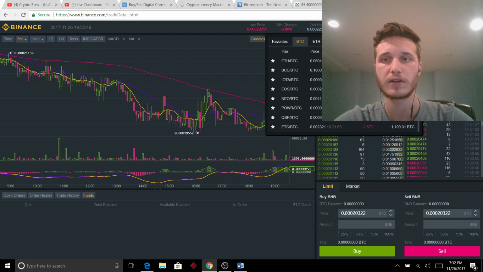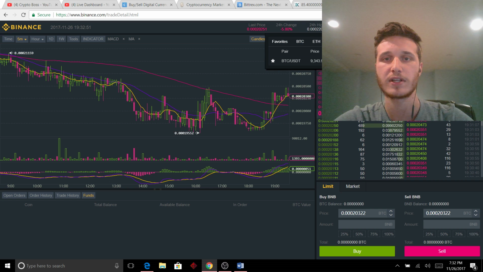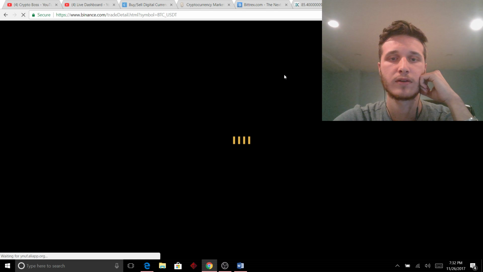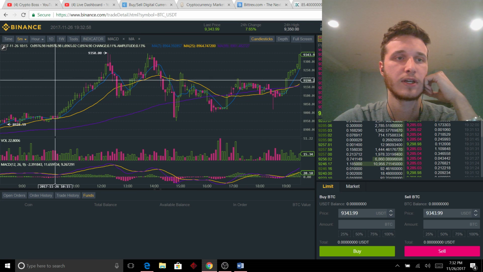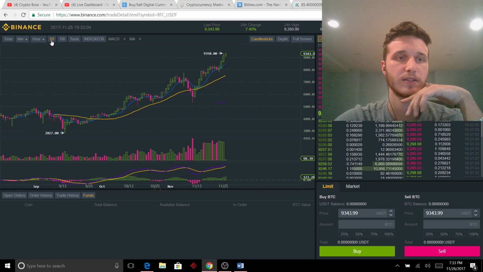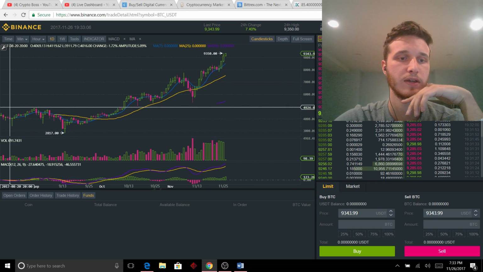So if you wanted to look at Bitcoin, you'd have to go to US dollars. Bitcoin, you can see the graph. And then you can sort it by 1 day per ticker. So right now each ticker is 5 minutes. Now each ticker is 1 day.